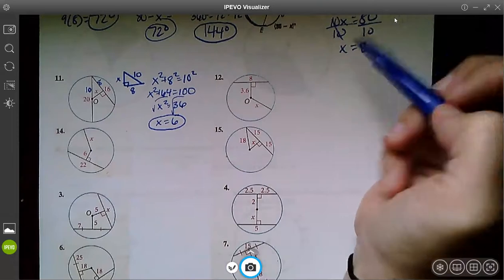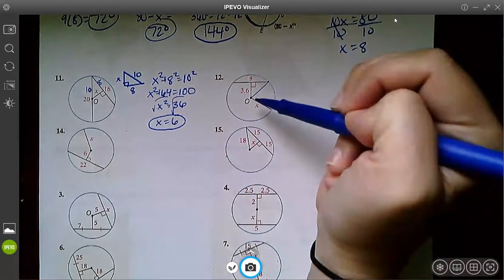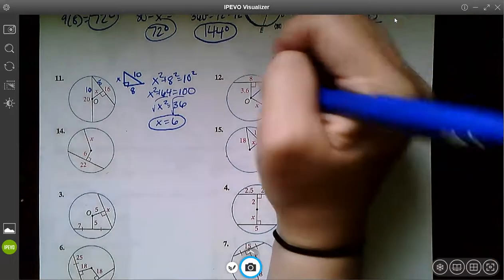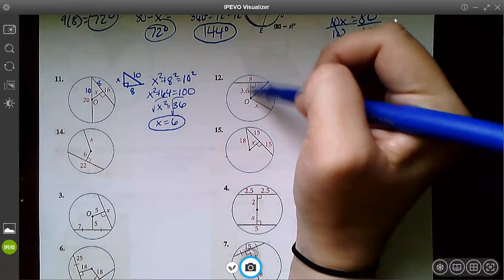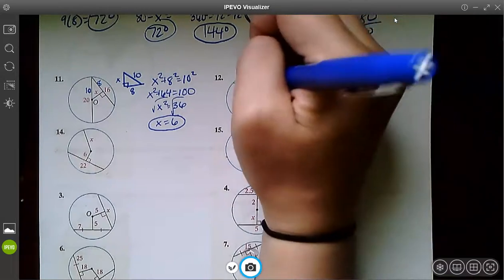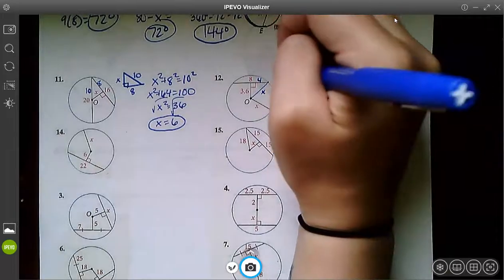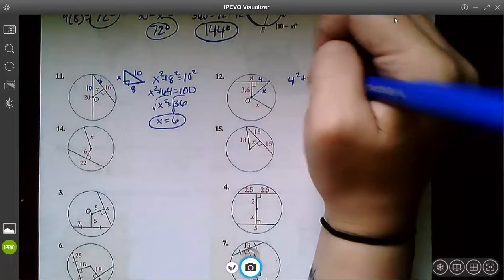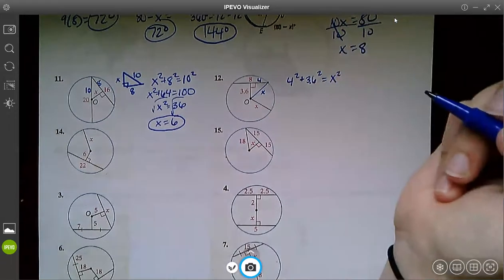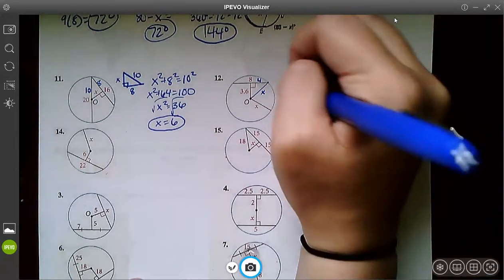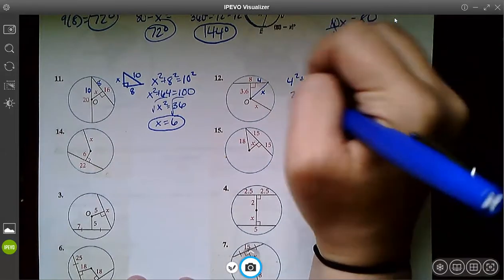Number 12, same situation. This is a radius. It doesn't matter where the radius is on the circle, as long as it's from the center to a point on the outside of the circle. That's also going to be x. Because of this perpendicular line here, it cuts it into different pieces. So we have 4 there. So we have the same situation. 4 squared plus 3.6 squared equals hypotenuse squared, which is x squared. You get 28.96 equals x squared, or x equals 5.4.